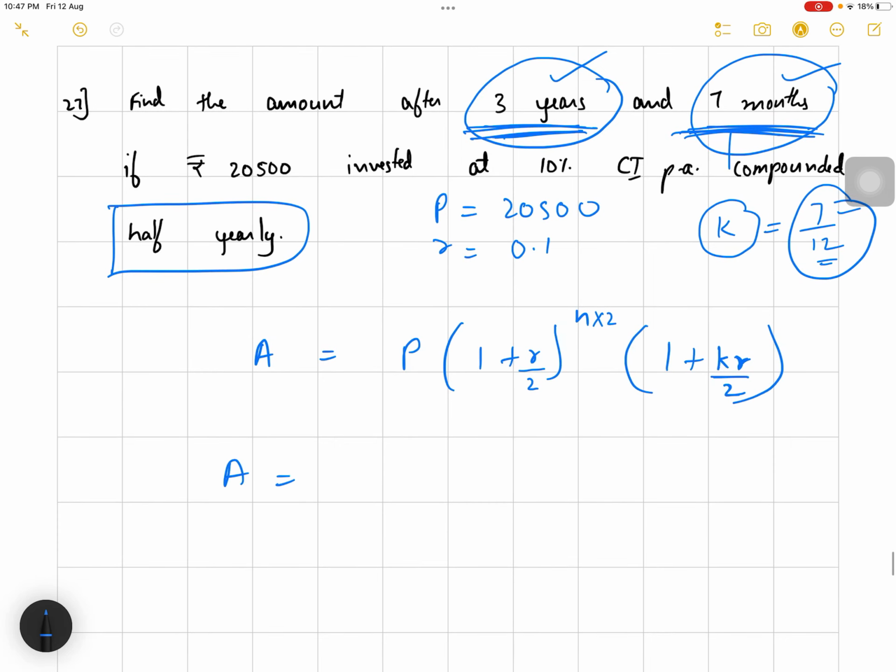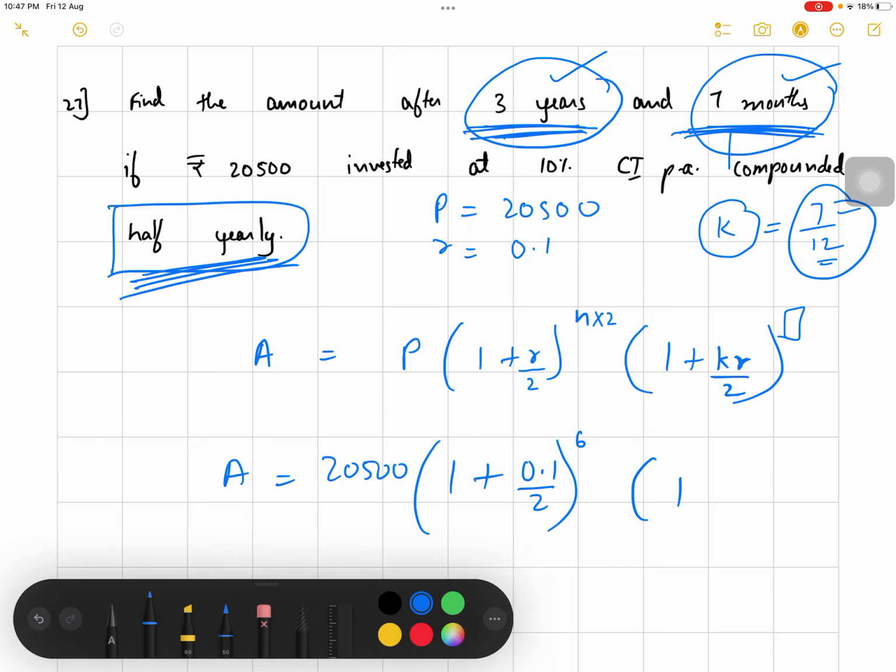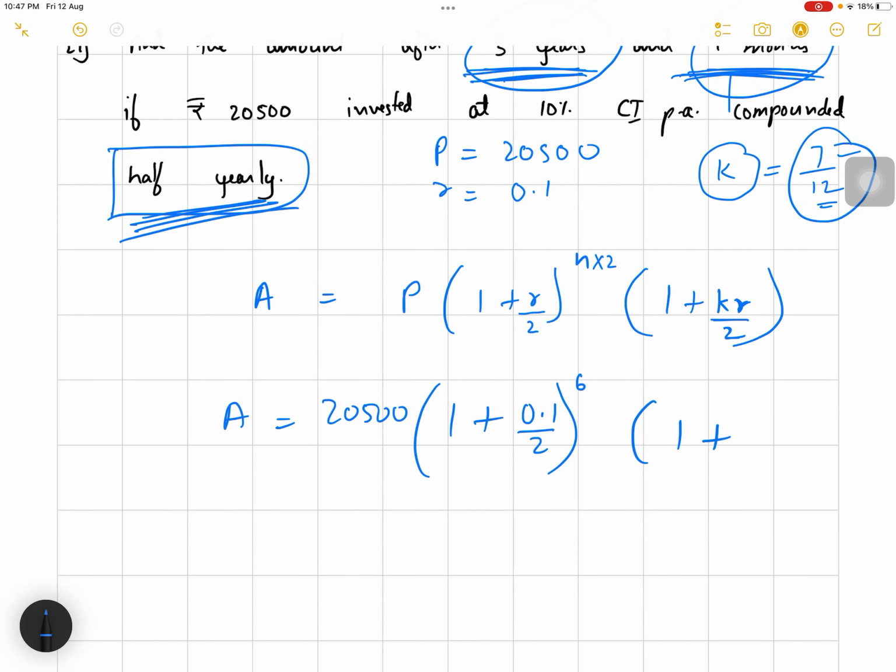So A is equal to the principal, which is 20,500, into (1 plus R, where R is 0.1 divided by 2, because interest is calculated half yearly). Half yearly means twice in a year. N is 3, so 3 into 2, 3 twos are 6. Then 1 plus, here you will not put raised to N in the K bracket. So 1 plus K, K is 7 by 12, and R by 2, R is 0.1 divided by 2.